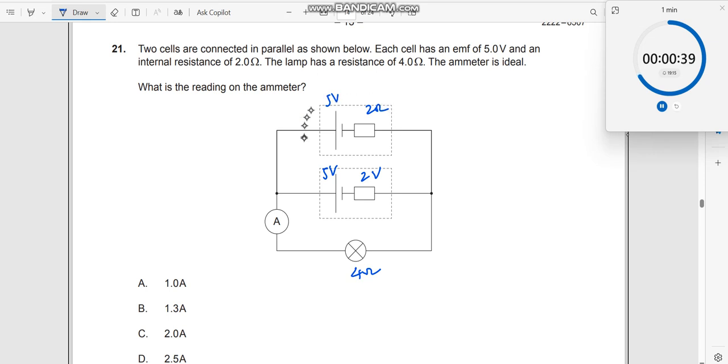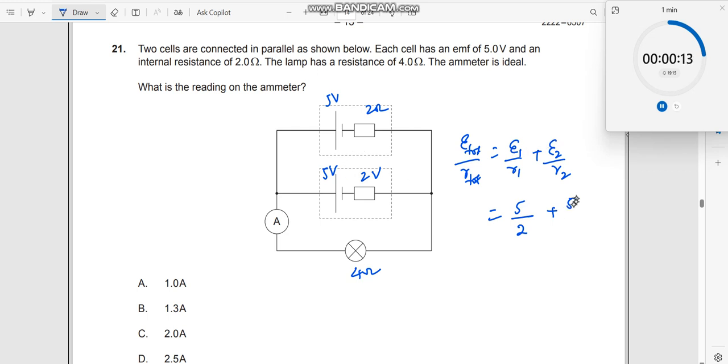So you see there is a parallel network here connected to an external load also. In this case, what you do is find out the equivalent value of this one. For parallel networks, E total divided by R total is equal to E1 by R1 plus E2 by R2. So what is E1? E1 is 5 volt divided by R1, the internal 2, plus E2, which is 5 volt once again divided by R2, 2. Why did I take plus 5? Because this positive and this positive are in the same direction. So it is 5 by 2 plus 5 by 2, which is 10 by 2, which is equal to 5.